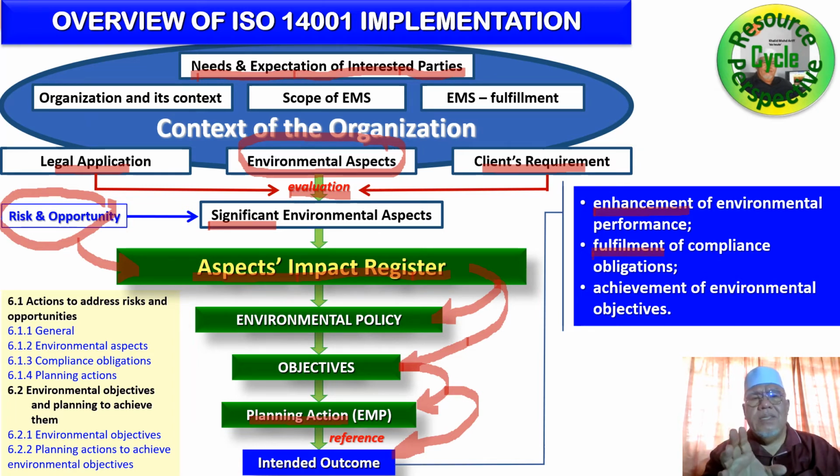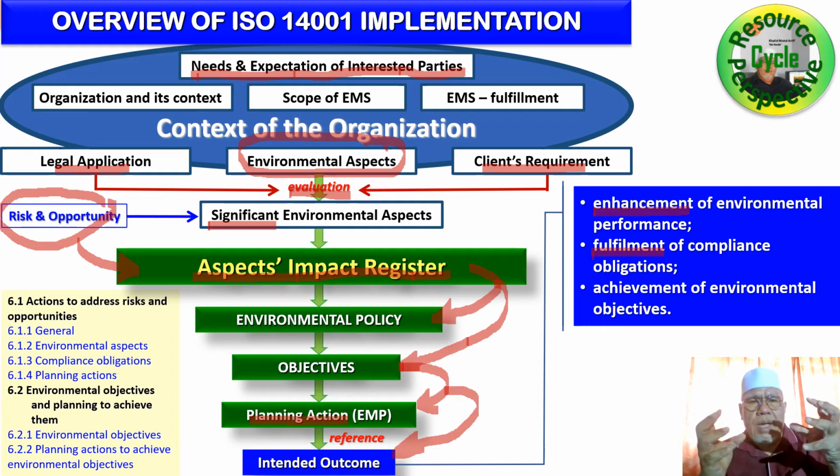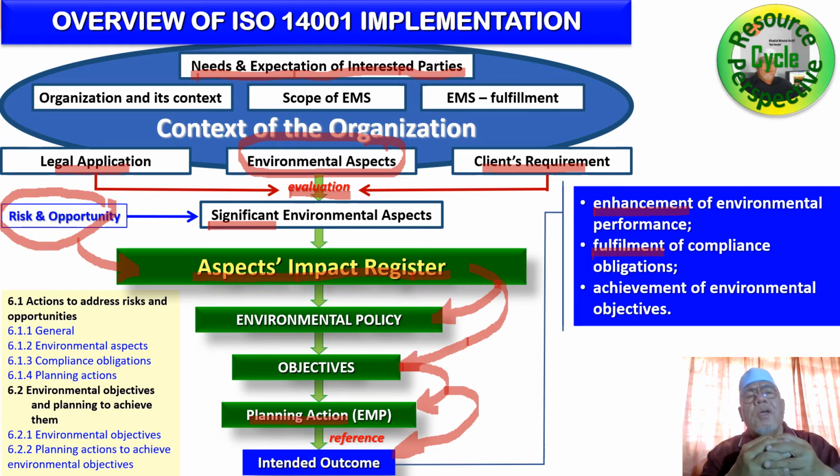All interested parties, those who have some obligations with us, and this obligation is a two-way traffic. We are obliged to the client, and the client is obliged to us. And that obligation has got to be fulfilled. And it also has to include in this intended outcome principle that we achieve our environmental objectives. It has to be reflected. These are all the intended outcomes.